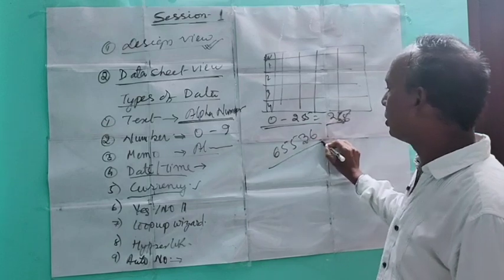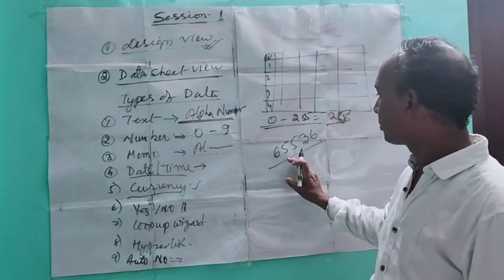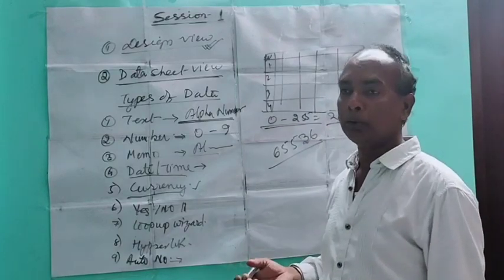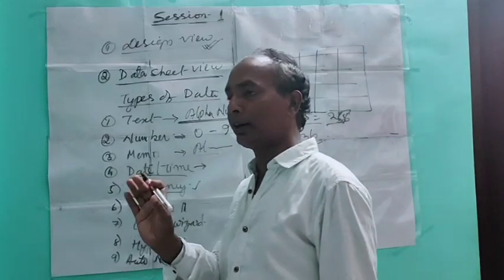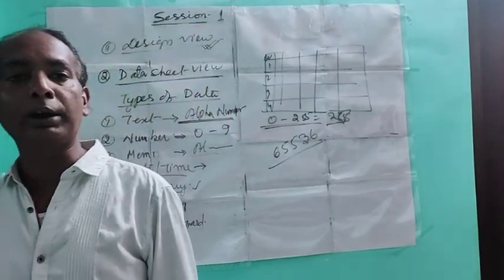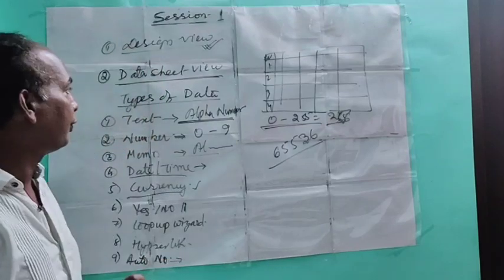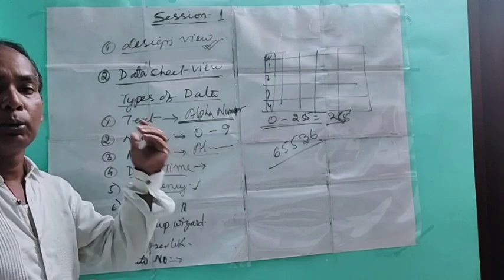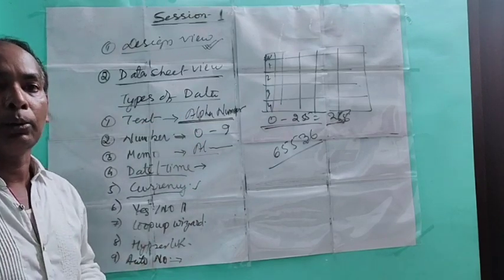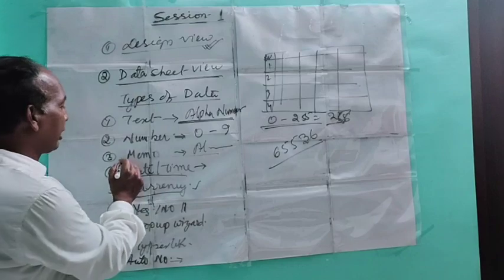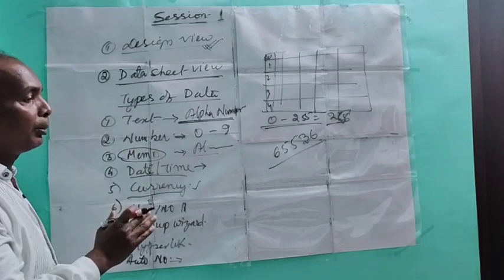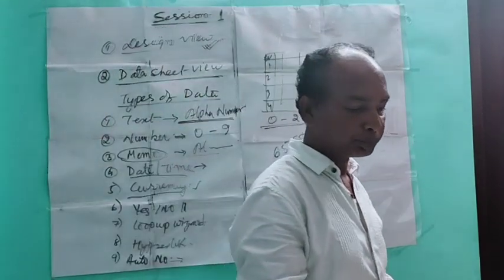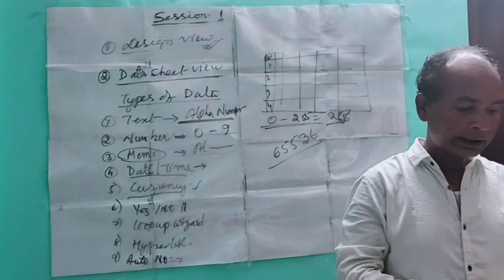The range of memo is 65,536. You can use up to 65,536 characters. When we need memo, suppose you want to input an address that is more than 255 characters. If you use the text data type, whatever you write after 256 will be wiped out. In that case we have to choose the memo data type. So memo can store up to 65,536 characters.